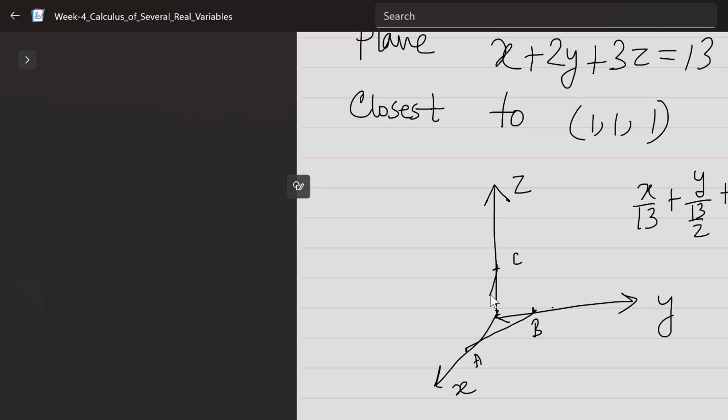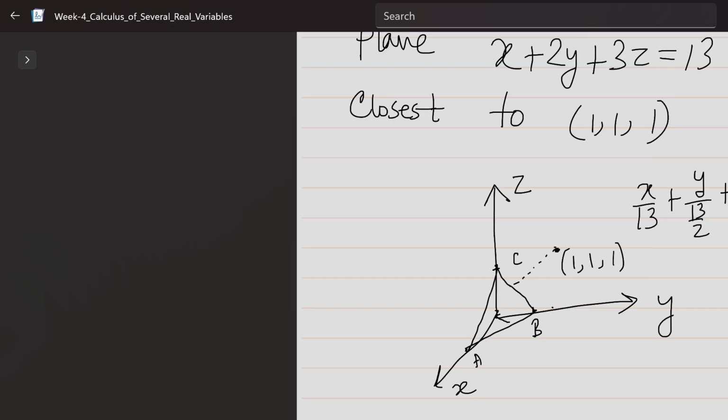Okay. So the point 1, 1, 1 is here somewhere. So you have to find a point on this plane which is closest to 1, 1, 1. So how do you find this? To find the point closest to the given point, first you have to draw a line from this point, in such a way that the line is perpendicular to this plane. Then you find the intersection of this plane and of the line.